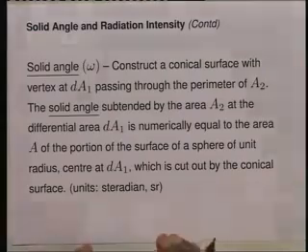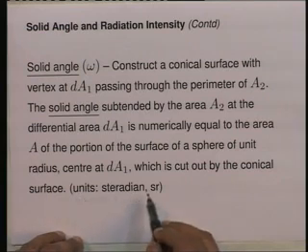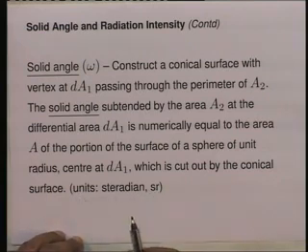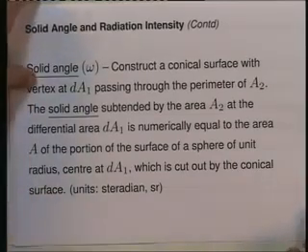And in 2 dimensions, the unit of an angle is radians. In 3 dimensions, the unit of an angle is steradian, SR. So, keep that in mind. All right. So, this is how we define the term solid angle.